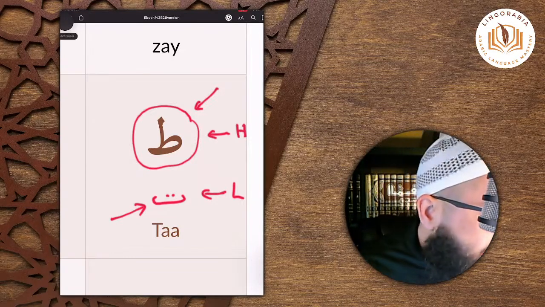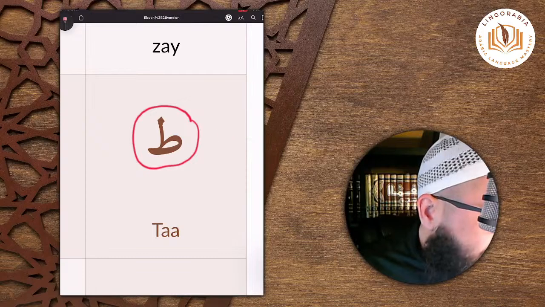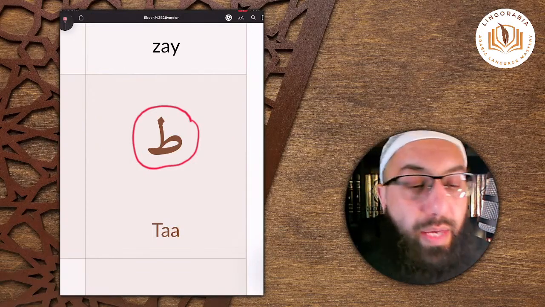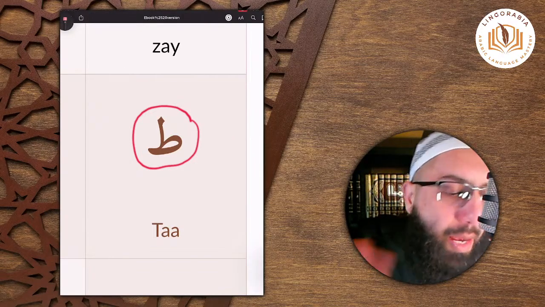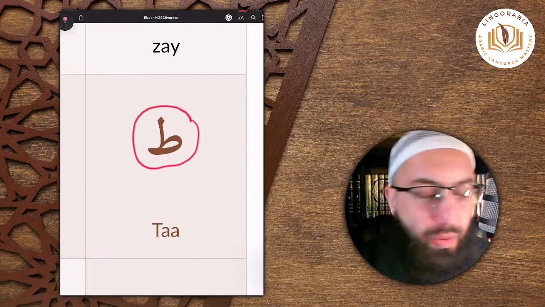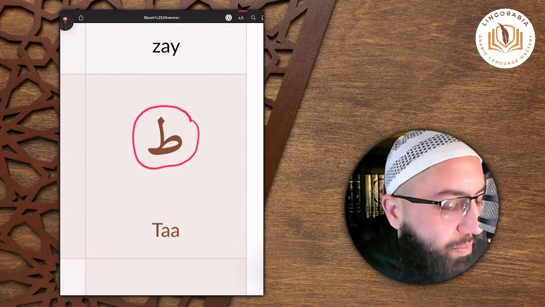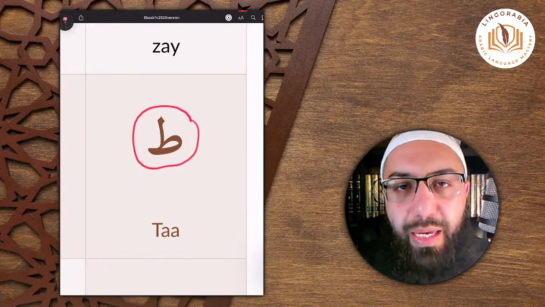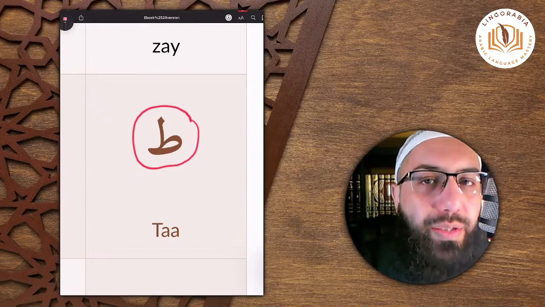This letter is the ta. Okay, the letter ta. A couple of mistakes that I have heard some students make: some of them pronounce this as the dot. So it is the ta, not the dot.